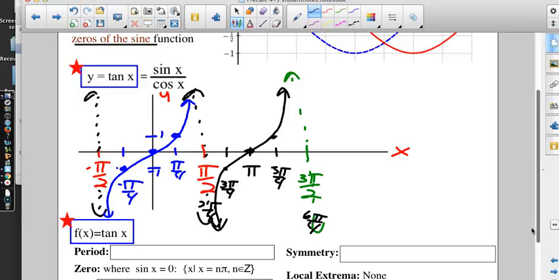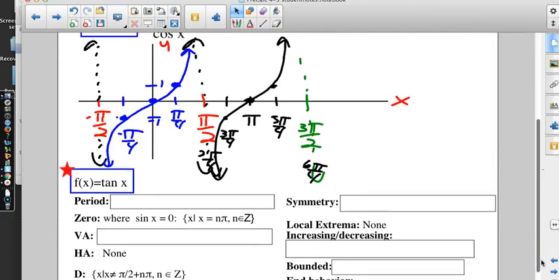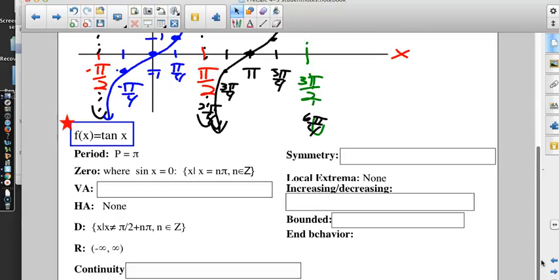So the big differences with tangent, we have asymptotes. And the period is 1 pi instead of 2. So for f of x equals the tangent of x, the period is 1 pi, 1 pi each time. Zeros are where the sine of x equals 0. Now notice how they have to put this. It says for all x's, x has to equal n pi. Let's see. 0, 1 pi, 2 pi, 3 pi, etc.